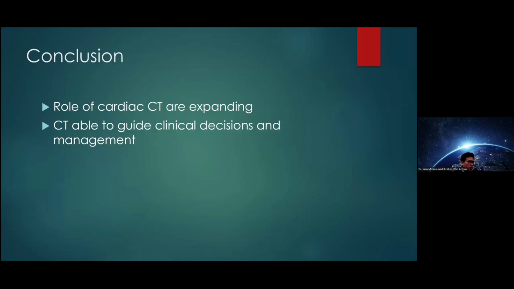So in conclusion, the role of cardiac CT is expanding. CT is able to guide clinical decisions and management. I hope you find my talk today helpful and informative. Thank you.